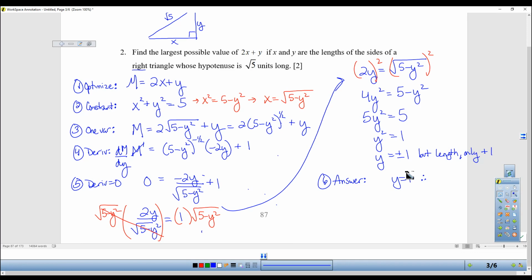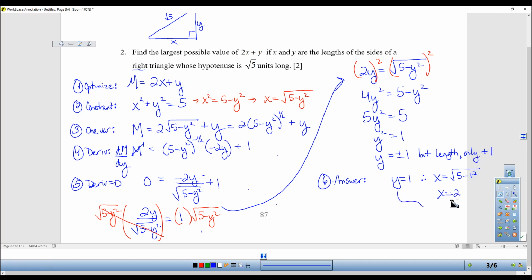Going back to here, x is equal to the square root of 5 minus 1 squared. So 5 minus 1 is 4, the square root of 4 is 2. So x is equal to 2.